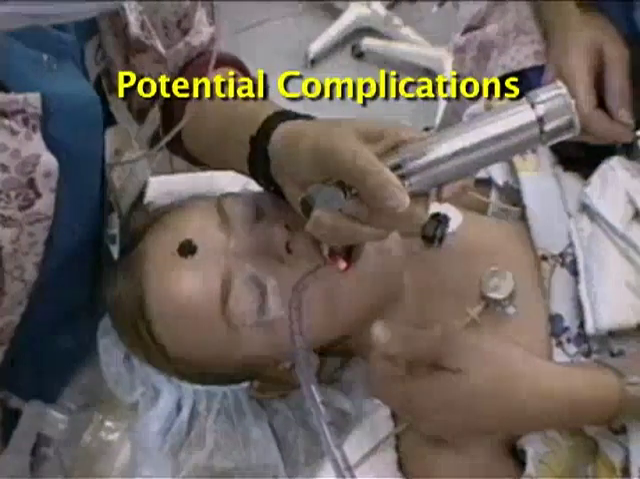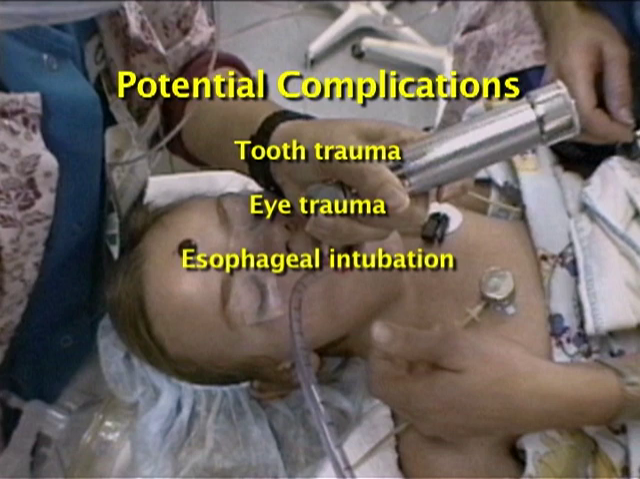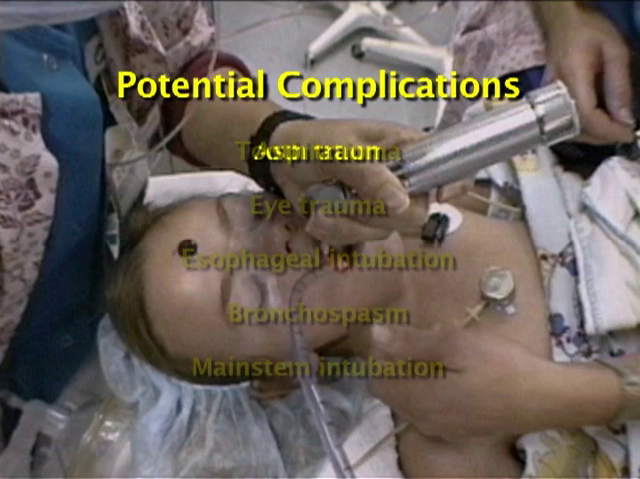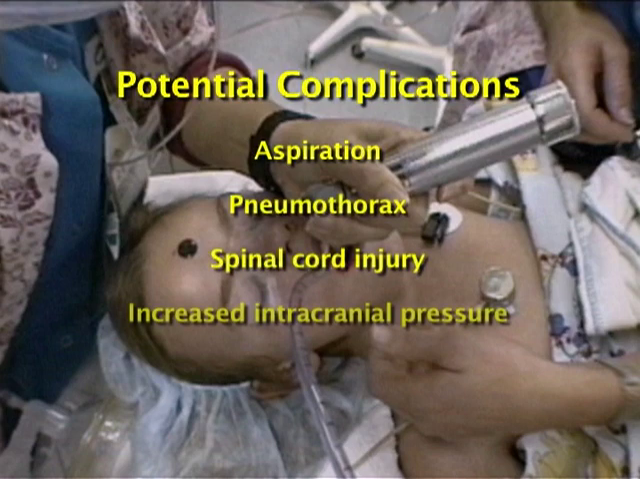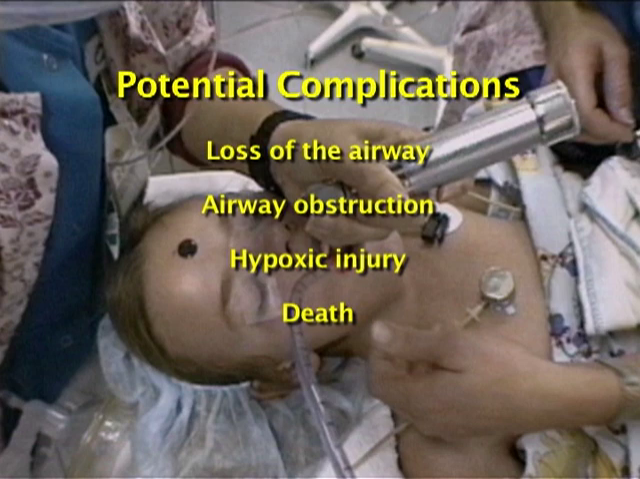Potential complications include tooth trauma, eye trauma, esophageal intubation, bronchospasm, endobronchial or mainstem intubation, premature or unintended extubation, aspiration, pneumothorax, spinal cord injury, increased intracranial pressure, and the loss of the airway and airway obstruction, which, if uncorrected, can lead to hypoxic injury and death.